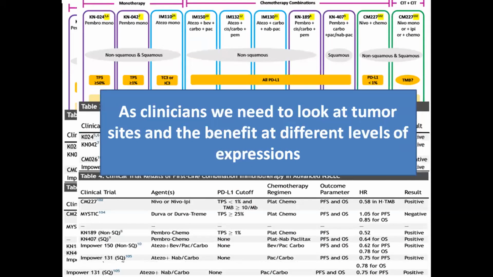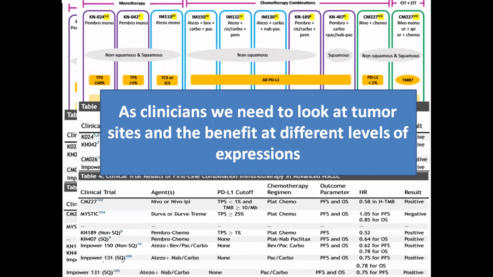But as a clinician, we need to look at the tumor sites and the benefit at different levels of expression. Means if I have a stomach cancer, I want to use Pembro, I will be more inclined to use Pembro when the CPS is beyond 10%. If you need to use Pembro in head and neck cancer, the benefit is more when it is beyond 20%, although I am approved to use single agent Pembro at 1%. That's the beauty of this.